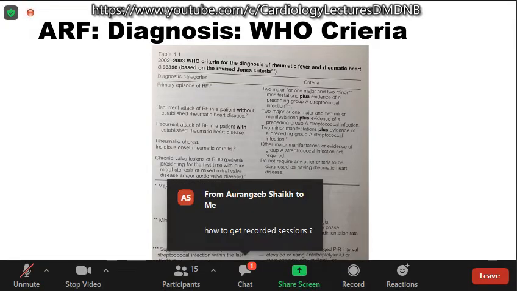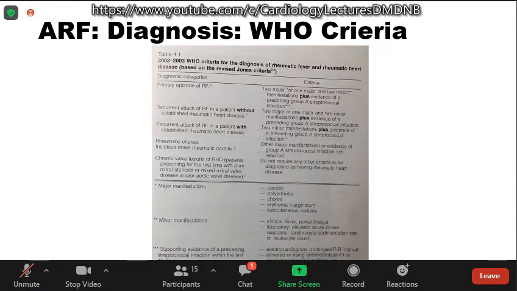And patients with chronic valve lesions of rheumatic heart disease presenting for the first time with pure mitral stenosis or mixed mitral valve disease and/or aortic valve disease, they do not require any other criteria to be diagnosed as having rheumatic heart disease. That's the most important point. Even if the patient does not give any past history of rheumatic fever, in a patient with multivalvular disease or a patient with mitral stenosis, the etiology is most likely rheumatic.